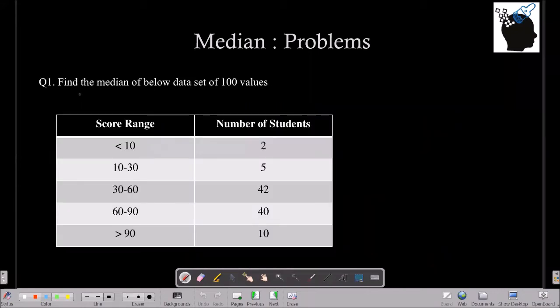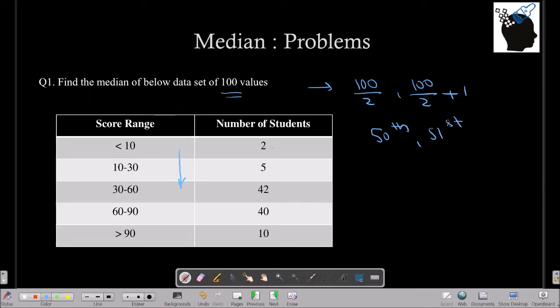So the question is, find the median of the below data set of 100 values. Now a frequency distribution table is given to us and they are asking what is the median of this data set. Now the good thing is this is already arranged in ascending order. And we know that the data set has an even number of values. So the median will be given by the mean of the middle two values, which is nothing but the 100 by 2th term and the 100 by 2 plus 1th term, or the mean of the 50th term and 51st term.